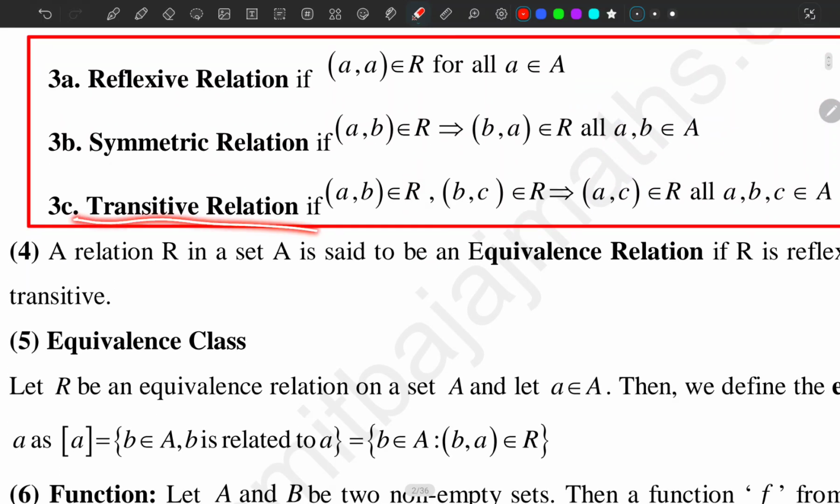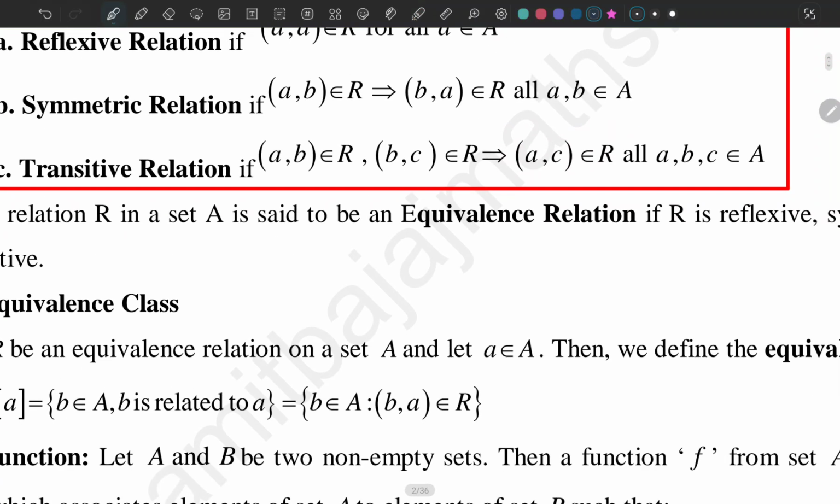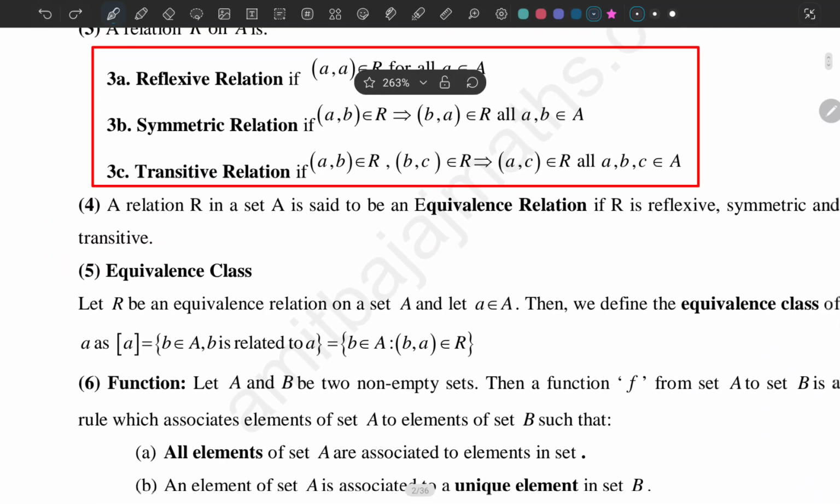Next, transitive relation. If (a, b) belongs to R and (b, c) is also belonging to R, then (a, c) must belong to R to make that relation transitive. I hope you understand that. Like (a, b) and then (b, c), just remove these b's from our final result, right? I just want you to understand the trick.